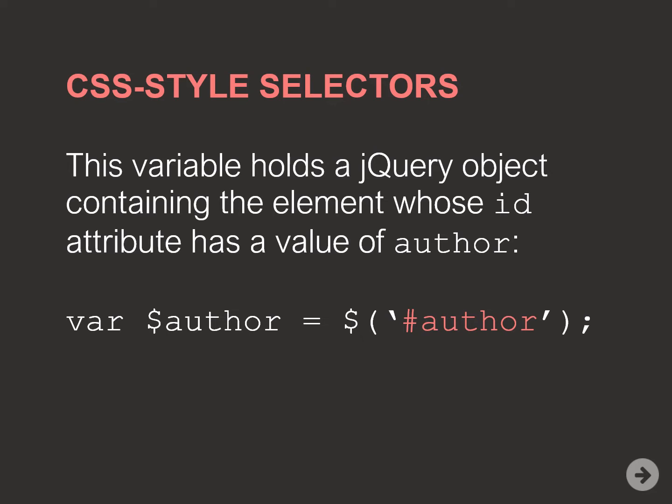So we find the element whose ID attribute is author, and put a reference to this element into the jQuery object called $author. So for $author we have the reference to it, and maybe we can do something based on this jQuery object. That will be a method provided by jQuery as well.